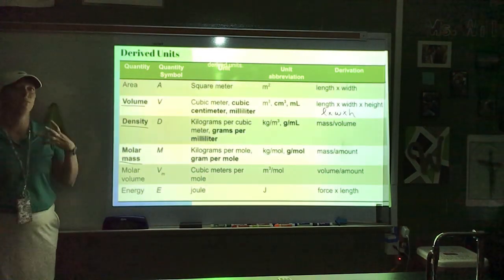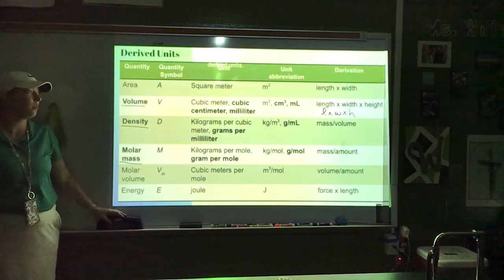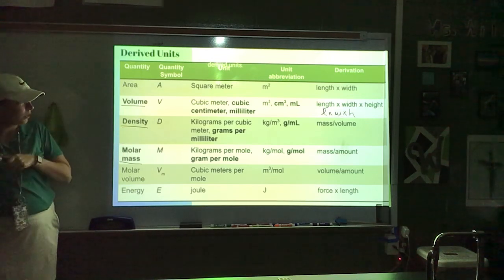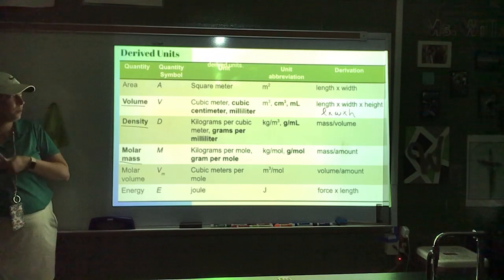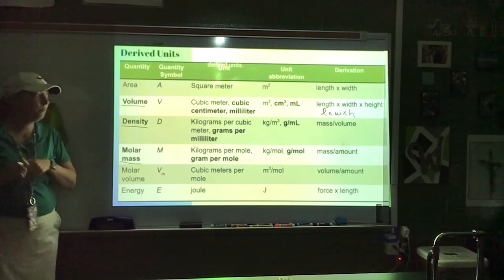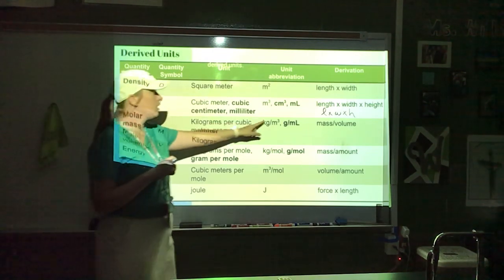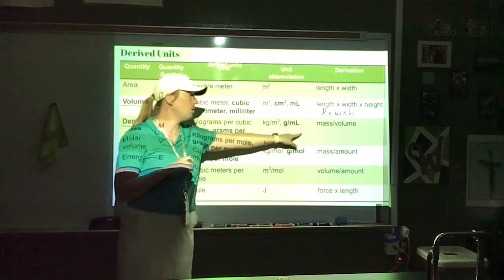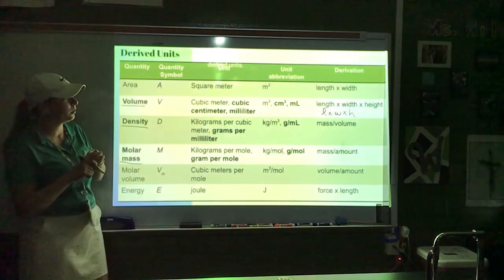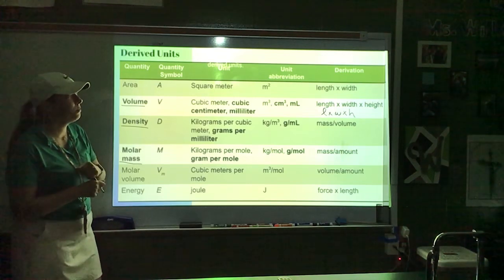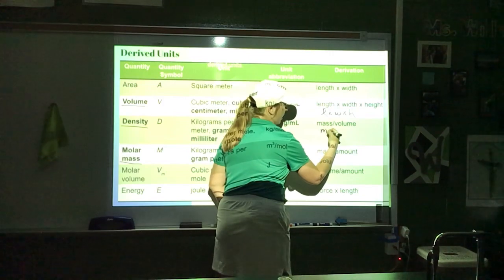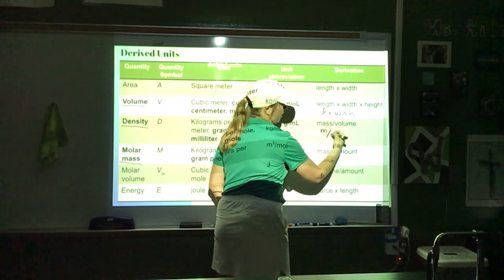So how much of an area is it taking up? Density is kilograms per cubic meter or grams per milliliter. So we have kg/m³ or grams per milliliter. Most of the time we're going to stick to grams per milliliter. That one is mass divided by volume, so you'll see it as a lowercase m divided by a capital V.